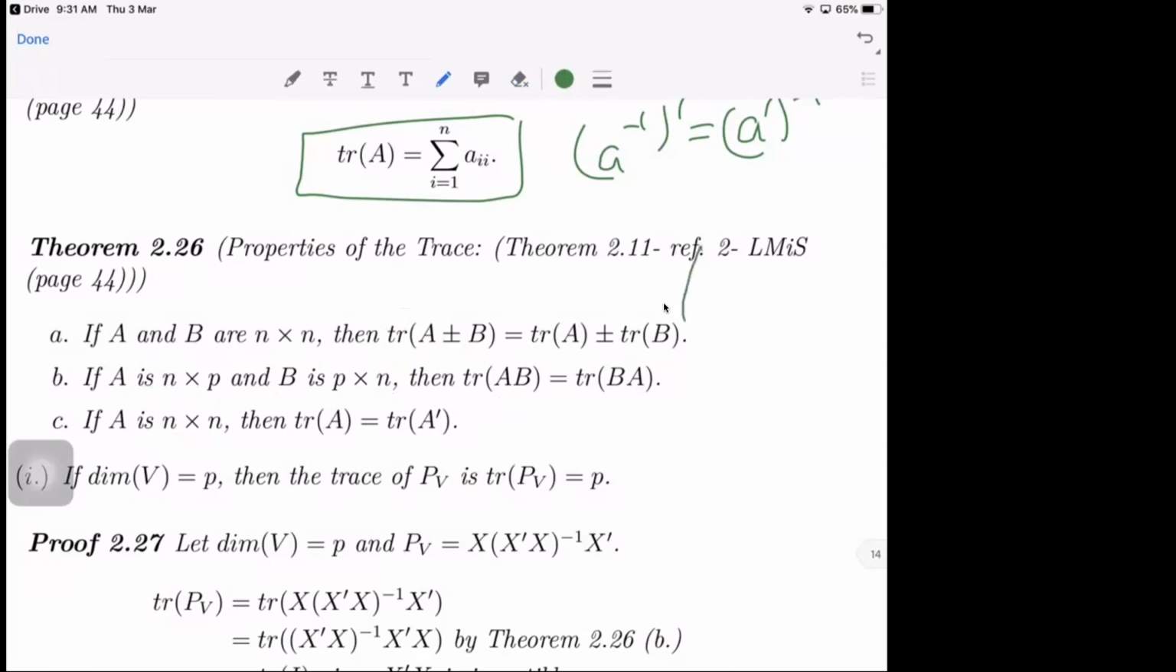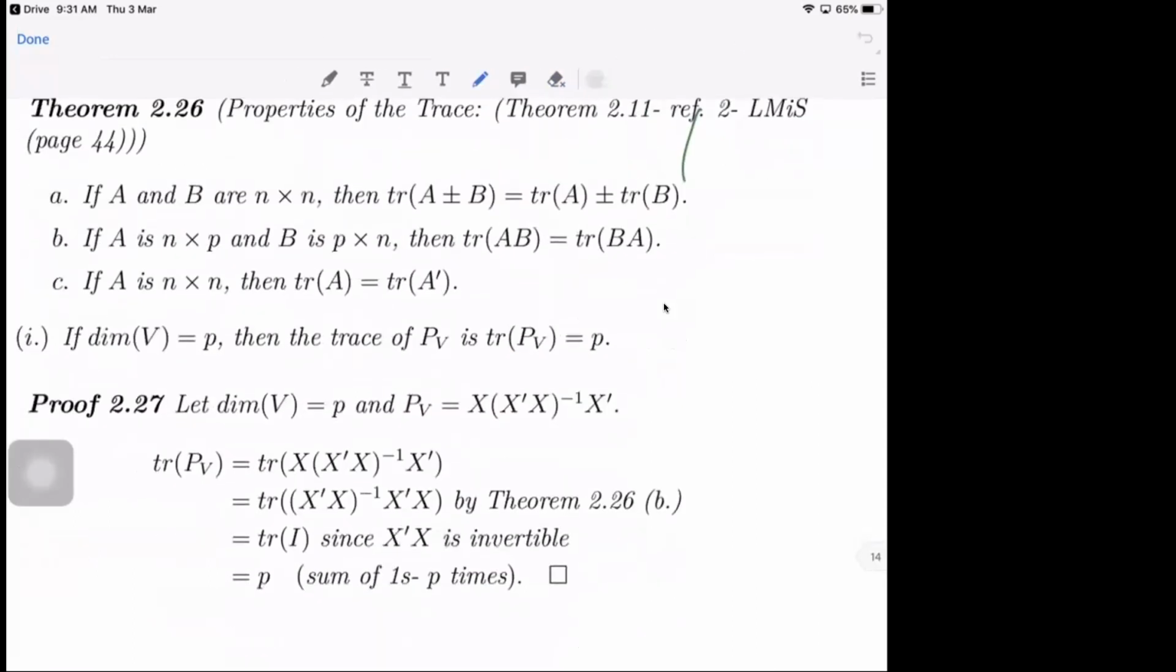The reason I discussed those terms is because the next part of the theorem, which is I, talks about the trace of the projection PB. So if the dimension of your subspace is P, then the trace of your projection is also equal to P.